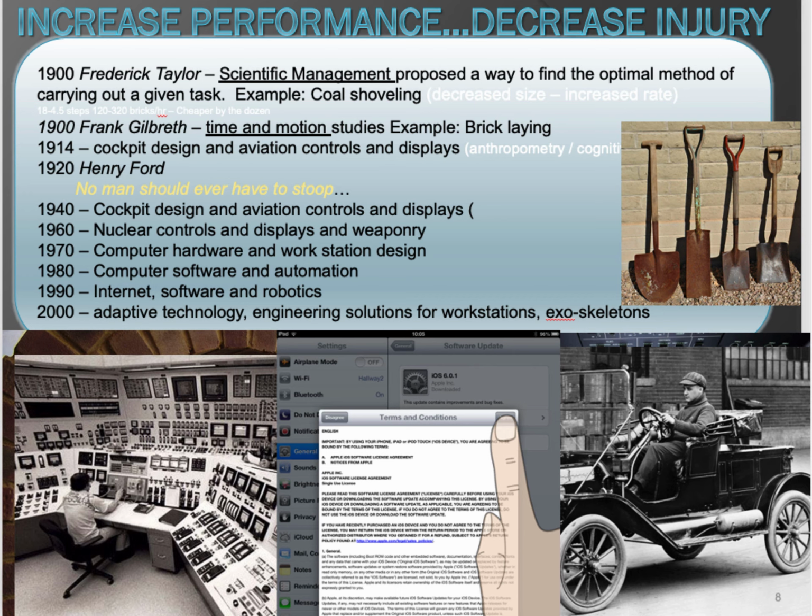In the 19th century, Frederick Taylor pioneered the scientific method, which proposed a way to find the optimal method of carrying out a given task by maximizing human performance. Taylor found, for example, you can triple the amount of coal workers were shoveling by incrementally reducing the size and weight of the coal or ore in the shovels until the fastest shoveling rate was reached, thus literally matching the task and tools to the worker.